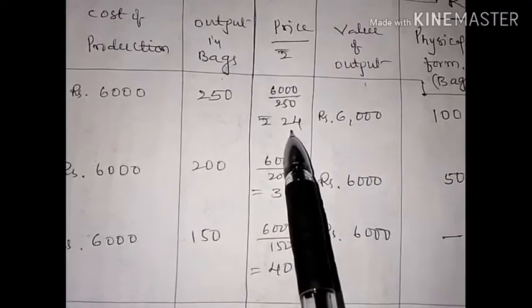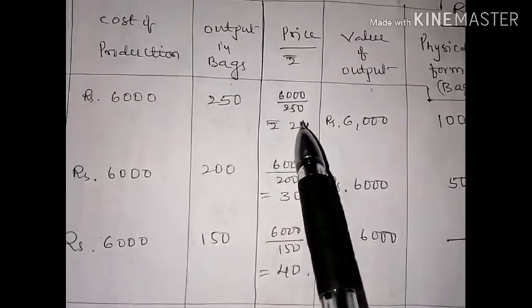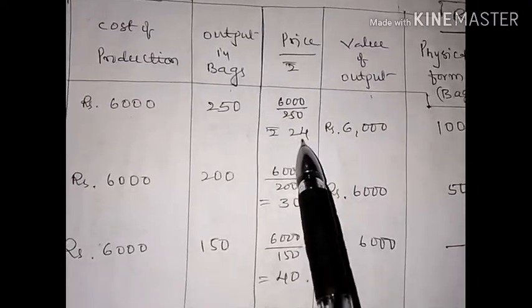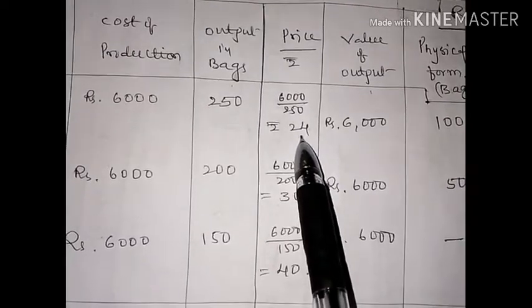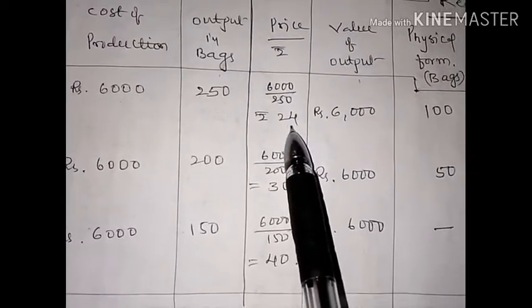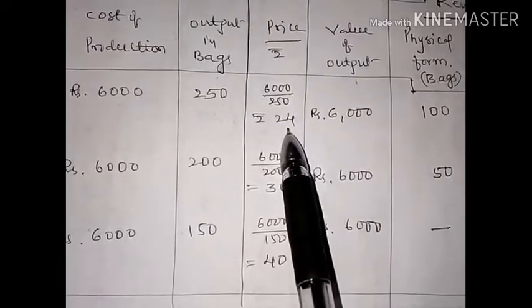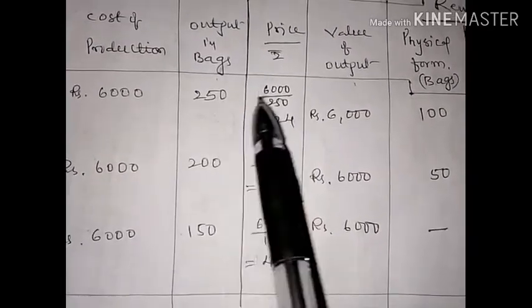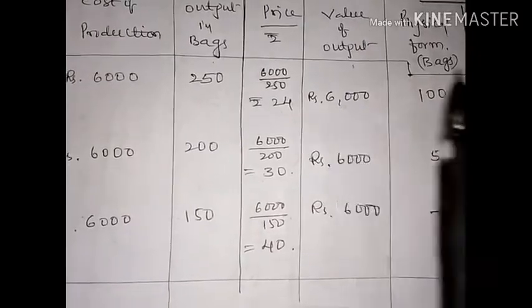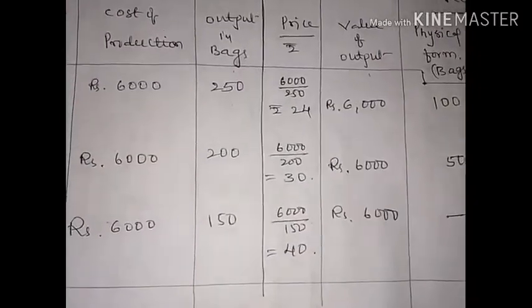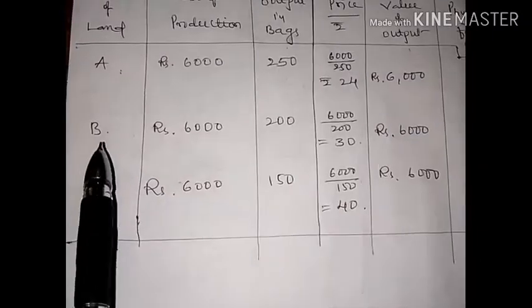It is assumed that there is a perfect competition. Therefore the price of this each bag is equal to cost of production. So cost of production is rupees 24. The price is also assumed as rupees 24. So 24 into 250 bags, then the value of output is 6,000 only. Value of output is 6,000. Then coming to B grade lands.